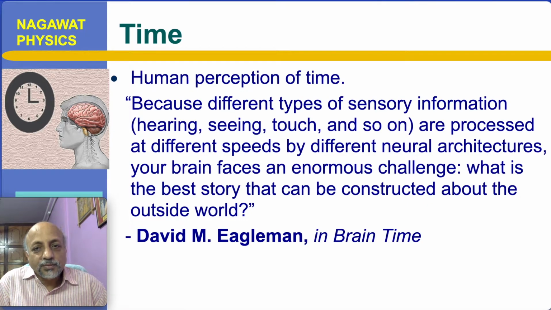That is based on the functioning of our brain, and here I am quoting David M. Eagleman. Different types of sensory information, hearing, seeing, touch and so on, are processed at different speeds by different neural architecture in our brain. So your brain faces an enormous challenge. It's not easy for the brain. What is the best story that can be constructed about the outside world? The brain-constructed story may also not be a very true story, because we get information through perception and these different perceptions are processed at different speeds by the brain. When you understand neuroscience and neural activity, you will be better able to appreciate these things.